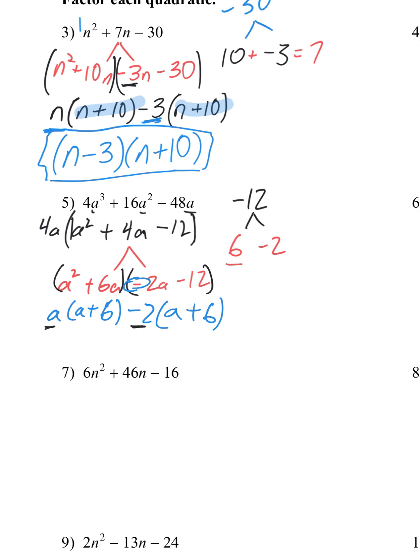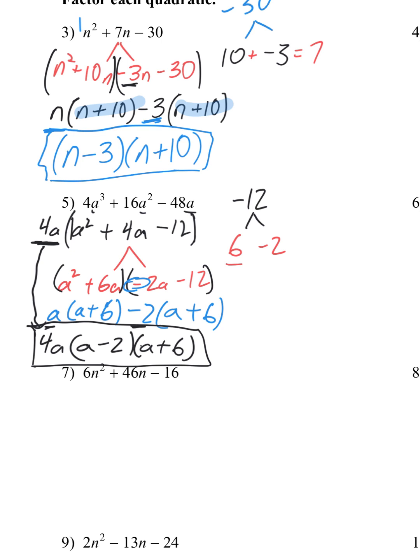A minus 2 will make a single parentheses. A plus 6 is my other parentheses. And don't forget this 4a that was here. Bring that down. It's still hanging out in the front here. And this ends up being my final answer. So if you take out a GCF, just make sure that you bring it down in the front all the way at the end as well.